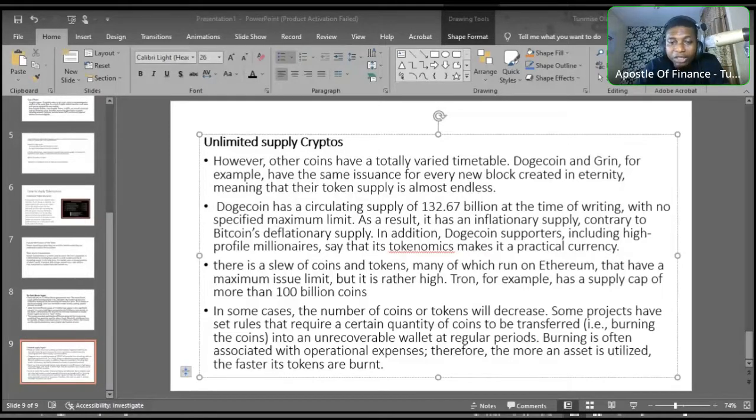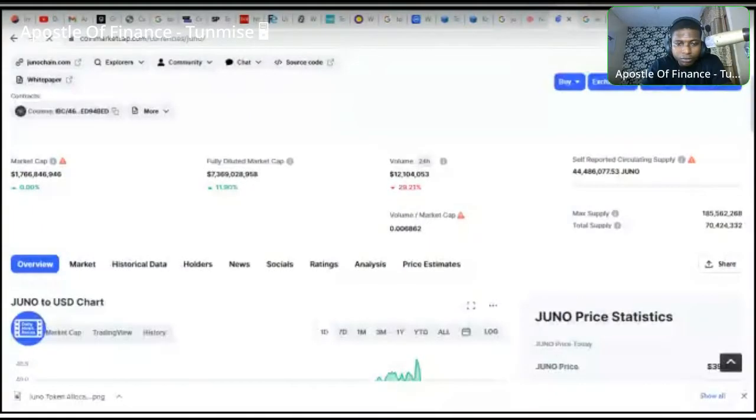Can you see my screen? Yes, you can see it. Okay, good. You can see CoinMarketCap, right? No. I can see your limited supply. Slide 9 of the slide you were sharing. All right. Okay. Let me share that. All right. Can you see it now?